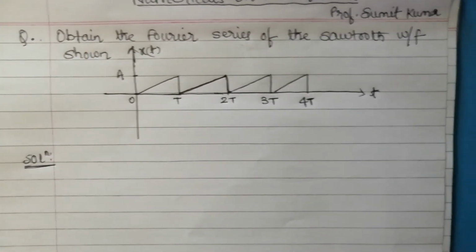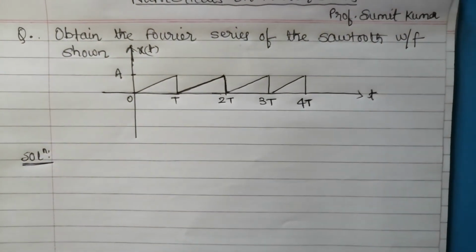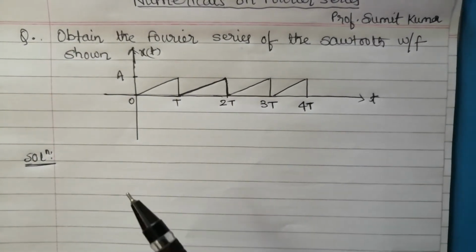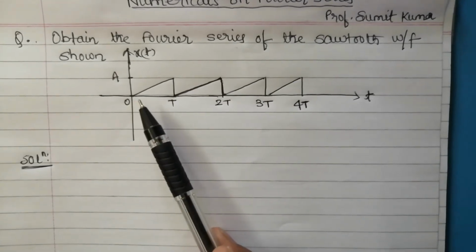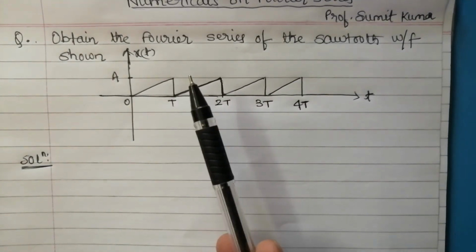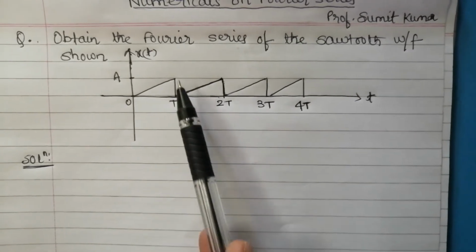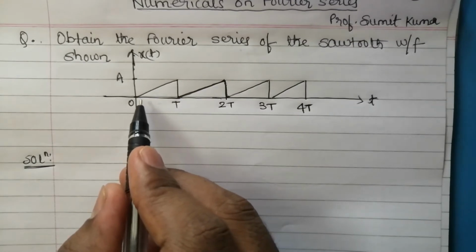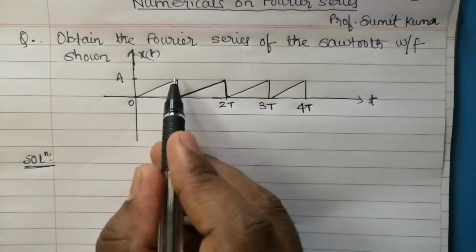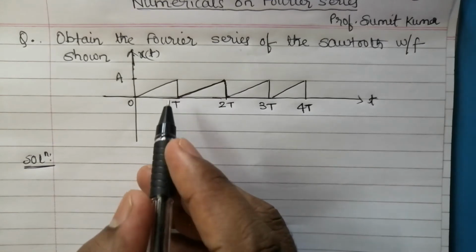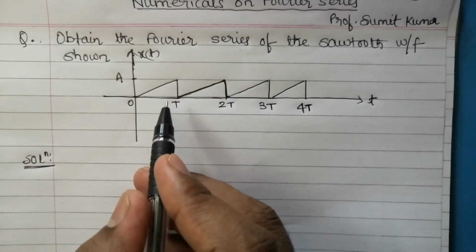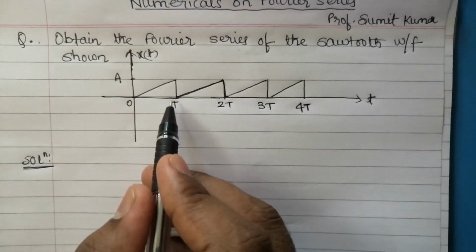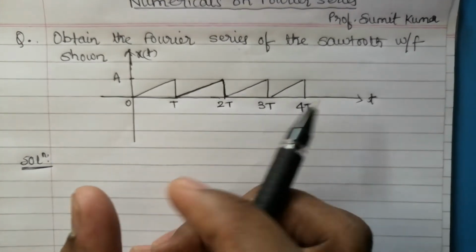As we have discussed earlier, for a given waveform the first thing that we have to find is the time period of the given signal, because we know that Fourier series is for periodic signals. So this is a periodic signal and then we have to find its fundamental time period. What is the fundamental time period of this signal? First of all, what is the time period of any signal? Time period is the time taken by that signal to complete its one cycle.